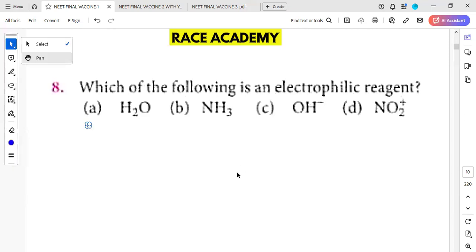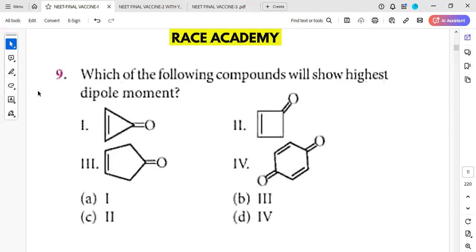Let us move to the next question. Which of the following compounds will show the highest dipole moment? See, 4 types of structures are given as Roman numbers 1, 2, 3, 4. Ketone functional groups are there, and internally double bonds are also there. Unsaturated ketones and diketones are also given in this, that means quinol. Benzoquinone is also given.